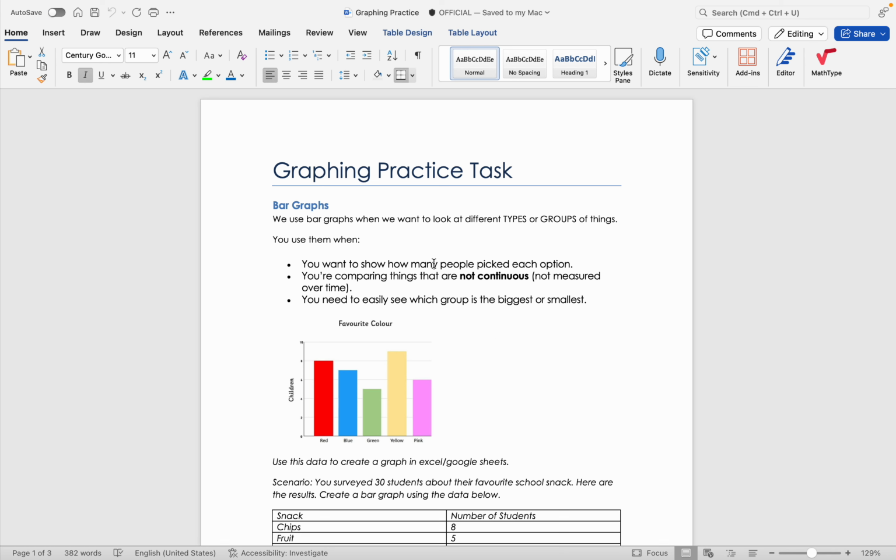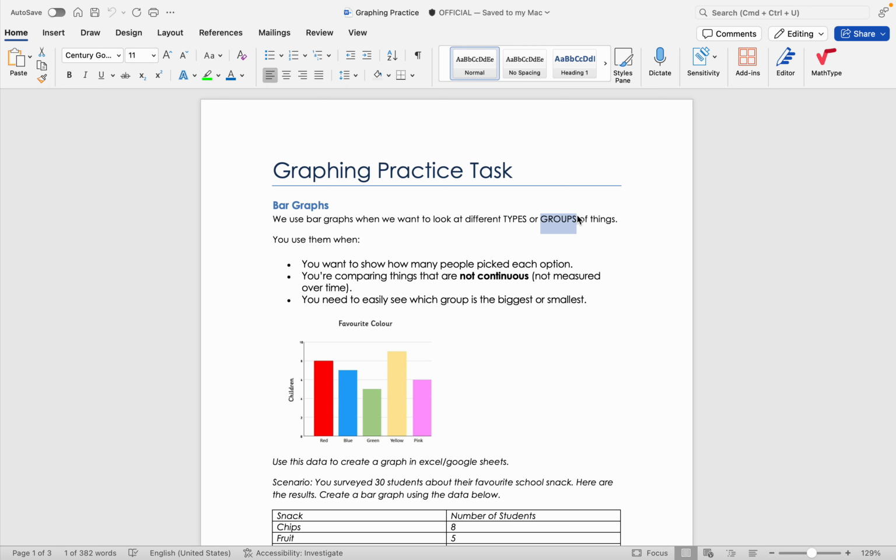Still had some issues with graphing. The first thing you need to understand is the difference between each one of these graphs. Your bar graph is used just to look at different types or different groups of things.